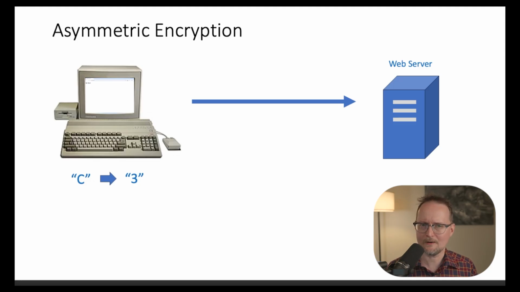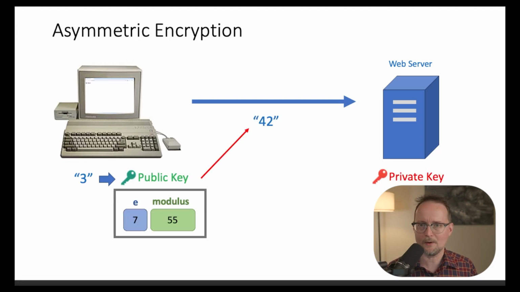So for our first step, let's convert our data into numbers. In this case, let's convert the letter C into the number 3. Next, we'll use our public key to encrypt the number 3 into 42. Now let's zoom in a bit to see how this works.